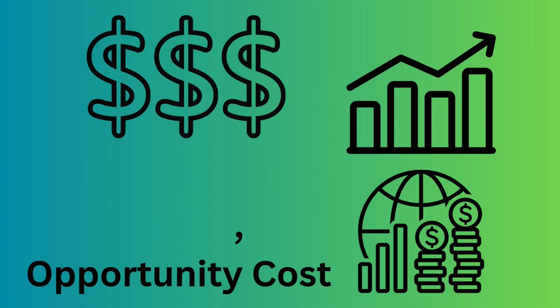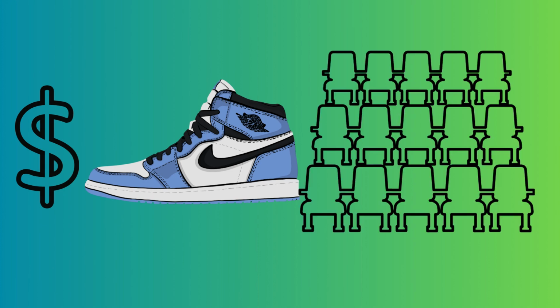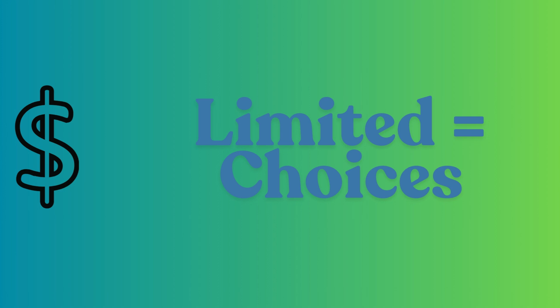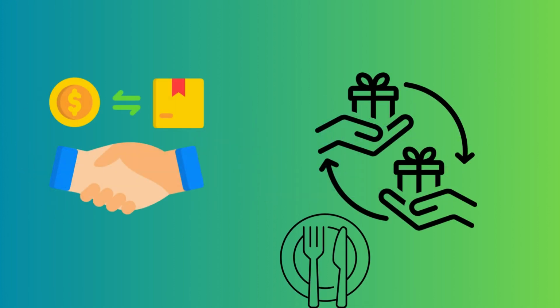Okay, so scarcity, right? Think about those limited edition sneakers that everyone's going crazy for. Or concert tickets, everyone wants to go to that big show, there are only so many seats. Exactly. So you can't have everything you want. There are limited resources that force you to make choices. And those choices, well, they have consequences. That's where opportunity cost comes in. Like, what did you have to give up to get those sneakers or that concert ticket?